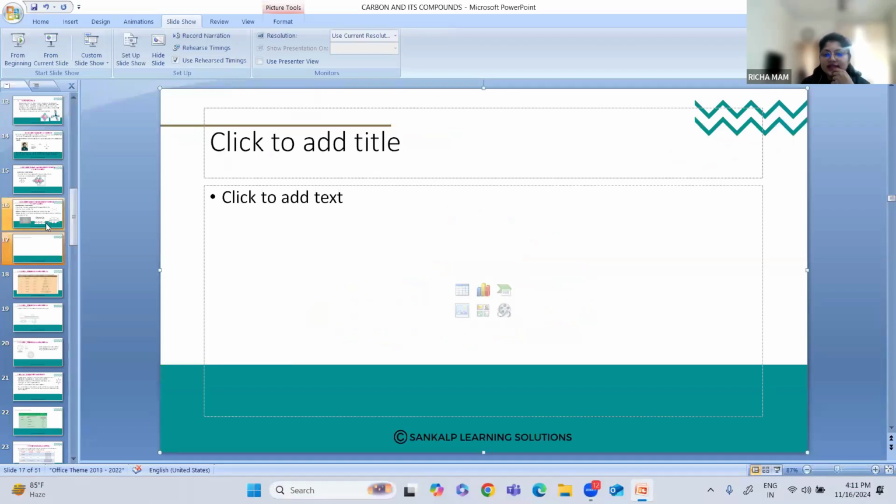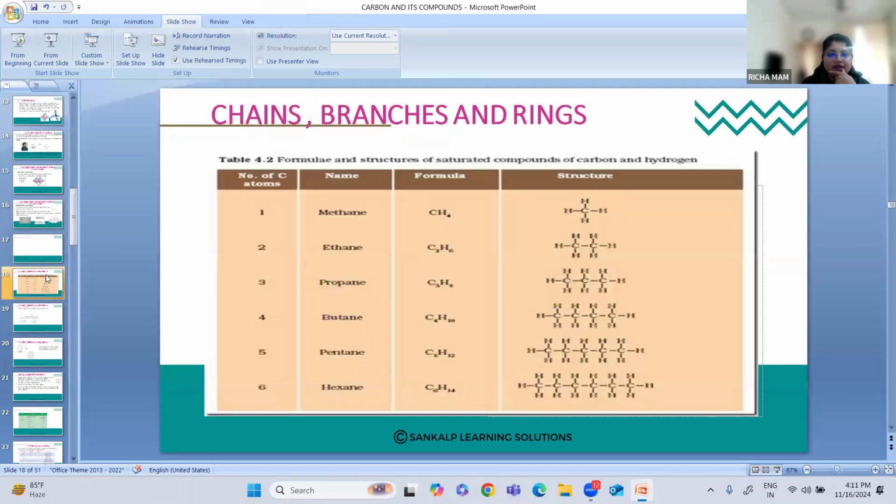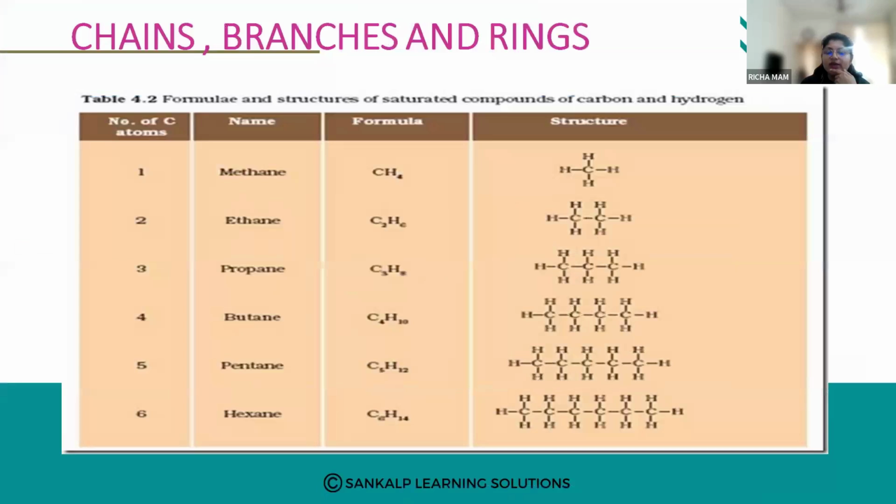So this was about the saturated and unsaturated compounds. Next, we are going to discuss the chain, branches, and rings. We have seen that the carbon atom has a unique property of self-linking. It can link in the form of linear chains, or in the form of branches, or in the form of rings. These are the different formulas and structures of saturated compounds. Saturated means carbon-hydrogen single bonds will be present.